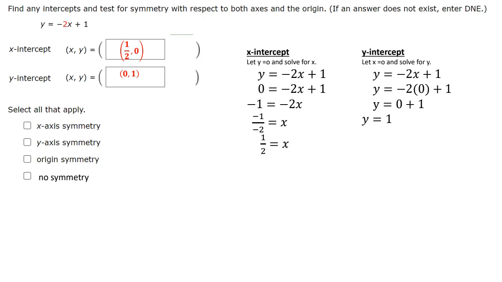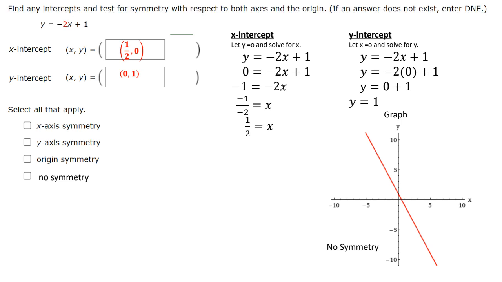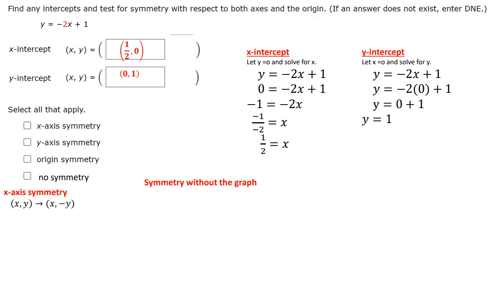So now let's check for symmetry. If I were to graph this, I can see that my graph doesn't have any symmetry. It's a line, but let's go through the process of how to determine symmetry. When you're checking for x-axis symmetry, you want to replace y with negative y, and if that still gives you the same equation, then it has that axis of symmetry. So let's do the check for x-axis symmetry first.